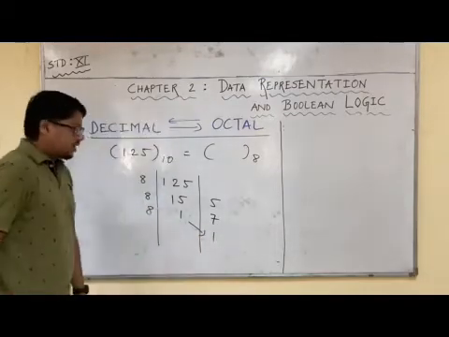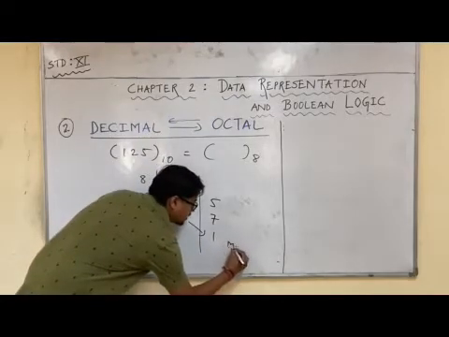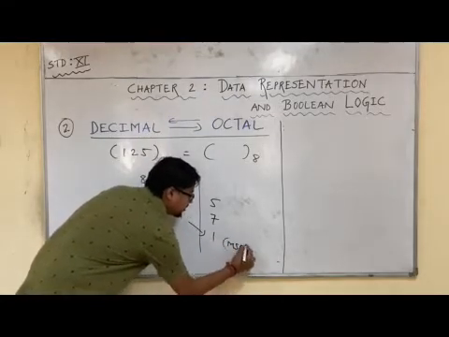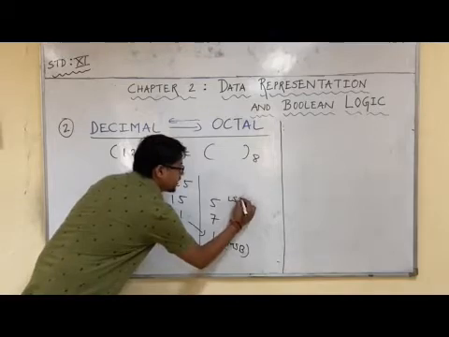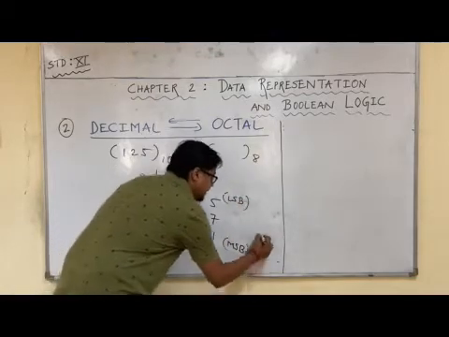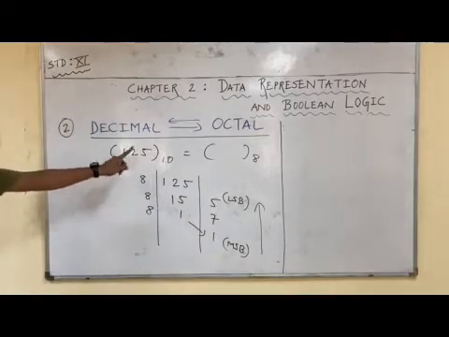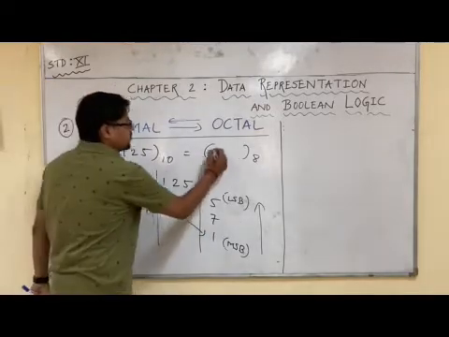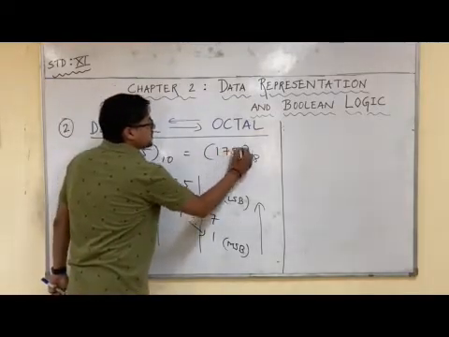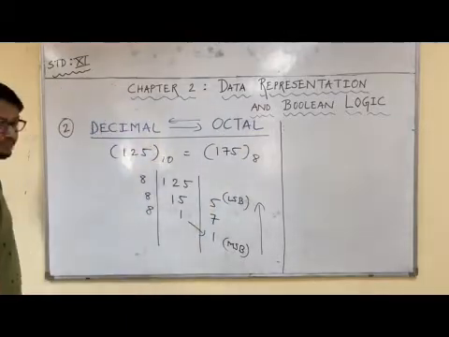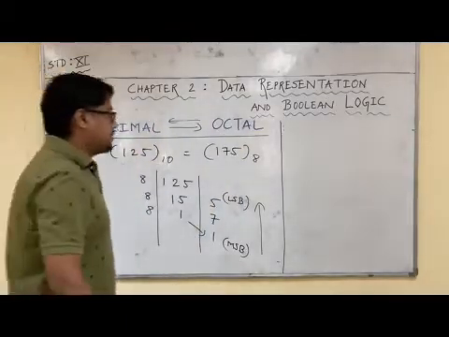Okay, this is the most significant bit, MSB, this is the least significant bit, LSB, and we will write the answer from bottom to top. So the conversion of the decimal number 125 into octal will be 175. Okay, let us take one more example.